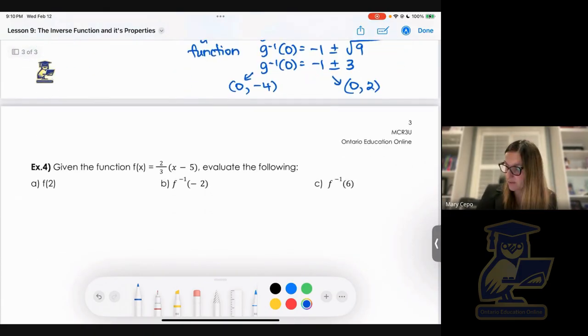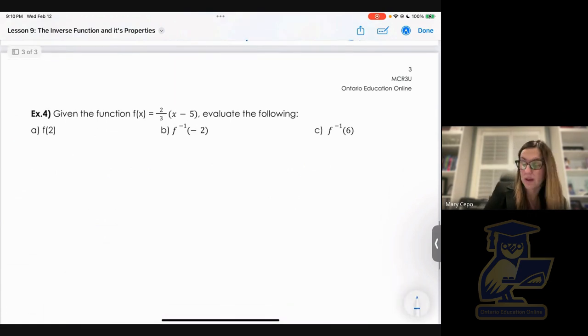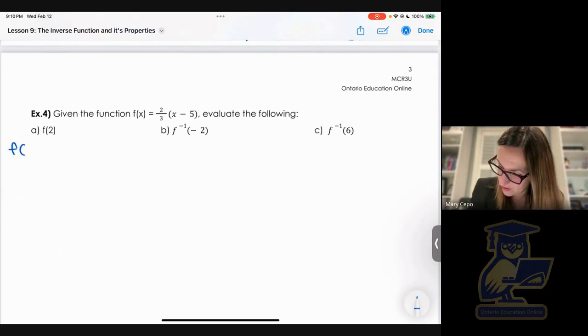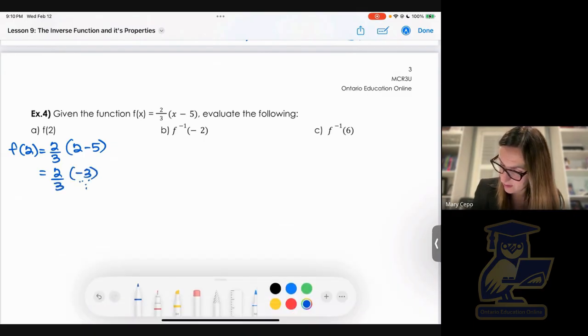Okay, moving on. We have given the function f at x is equal to 2 over 3 times x minus 5, evaluate the following. So we remember when we're looking at functions, in this case, f at 2, that means when x is 2, I want to know what the corresponding y value is. So we would substitute input is 2. We want to know what the output is. So 2 over 3 times 2 minus 5, always following BEDMAS. 2 minus 5, which is negative 3, which is negative 6 over 3, which is negative 2.